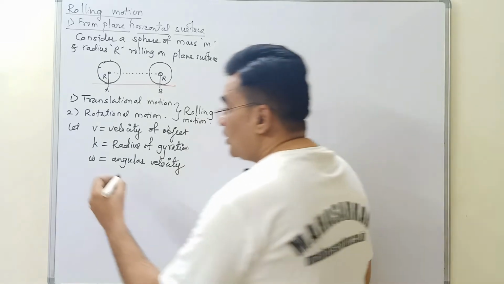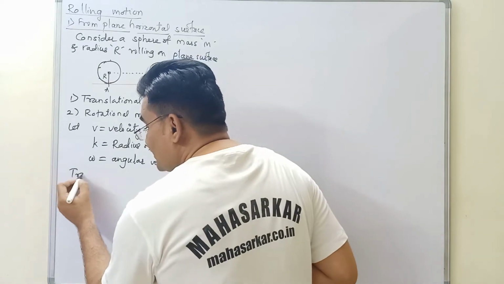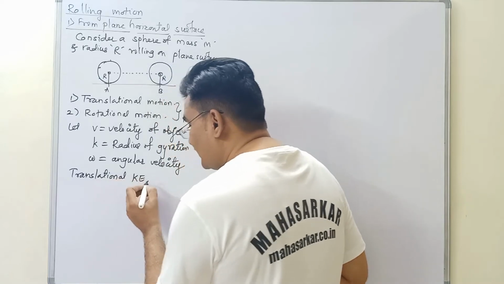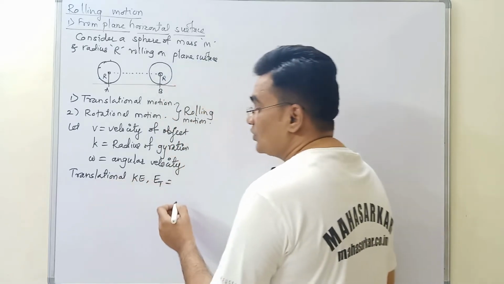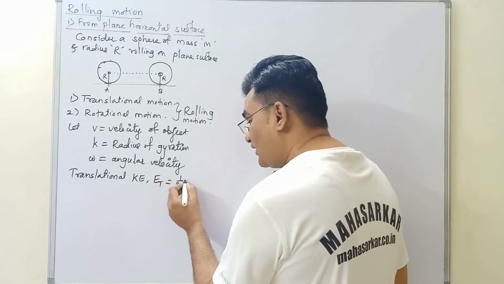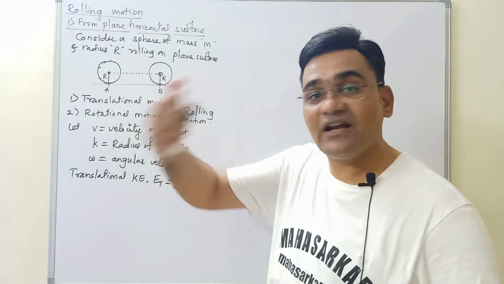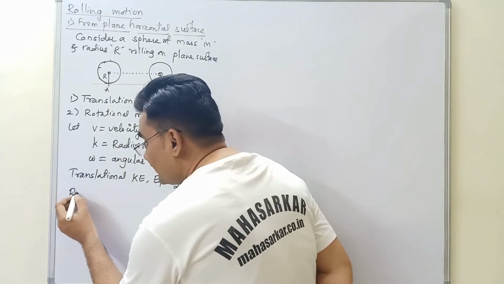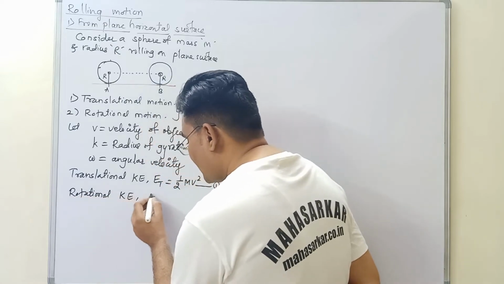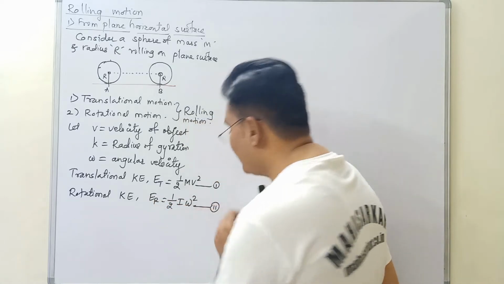During its motion, the object is performing translational motion as well as rotational motion. So it has translational kinetic energy, indicated by Et, which according to the formula we know is half of mv square. The object is rolling, meaning rotating around itself. So it has which kinetic energy? Rotational kinetic energy, Er, equal to half of I omega square. This formula we are well familiar with.